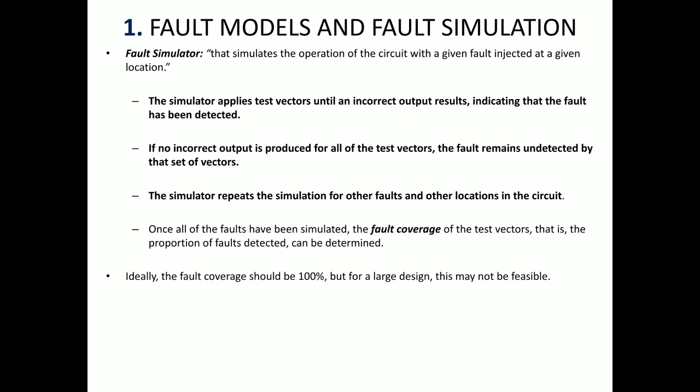If no incorrect output is produced for all the test vectors, the fault remains undetected by that set of vectors. If there are no errors found for all the combinations, then there are no errors in the circuit. The simulator repeats the simulation for other faults and other locations in the circuit. This is an iterative process; it will check the next circuit. Once all of the faults have been simulated, the fault coverage of the test vectors, that is the proportion of faults detected, can be determined. Ideally the fault coverage should be 100%, but for a large design this may not be feasible.